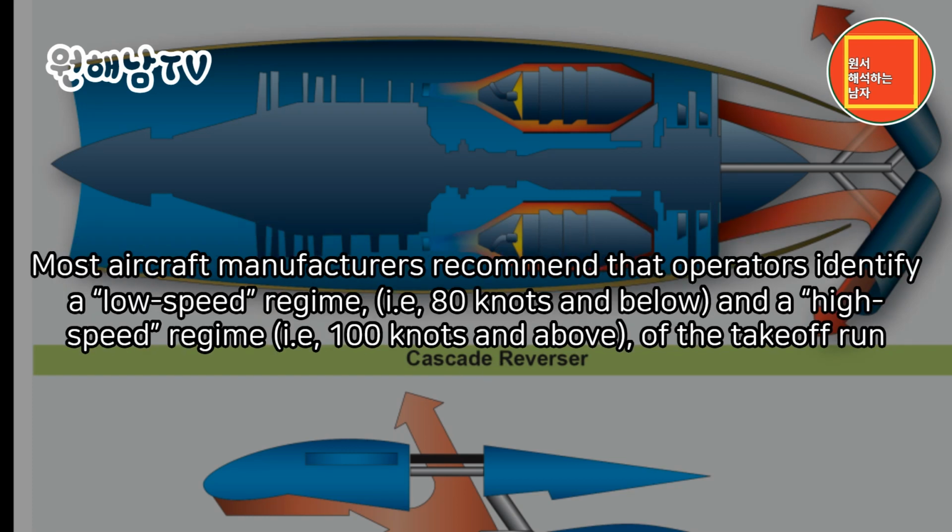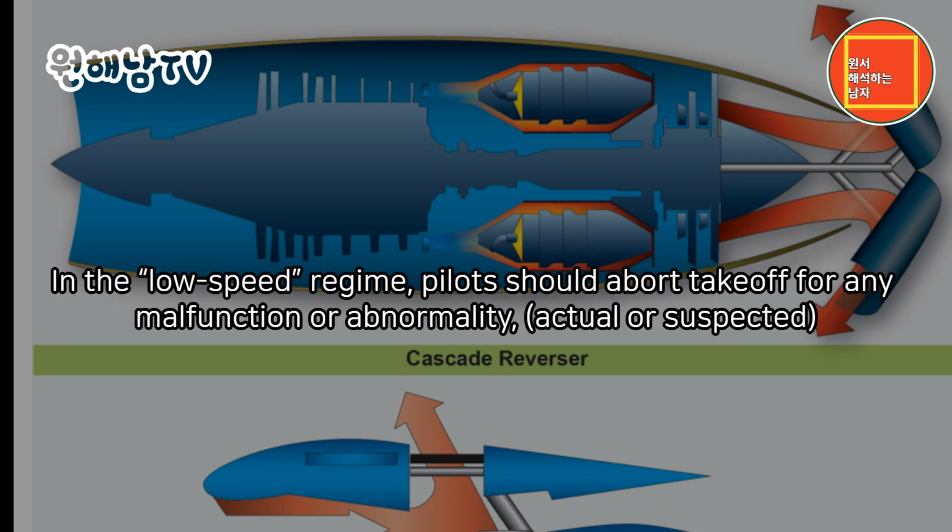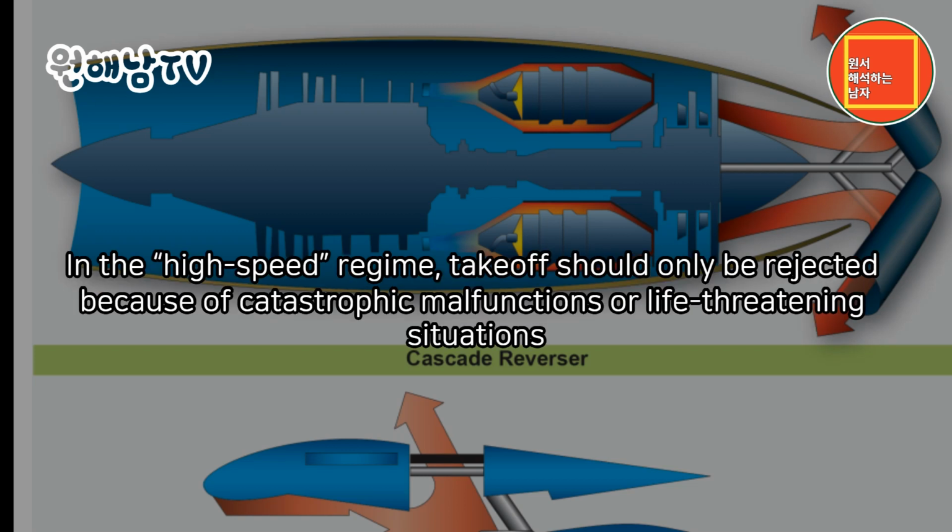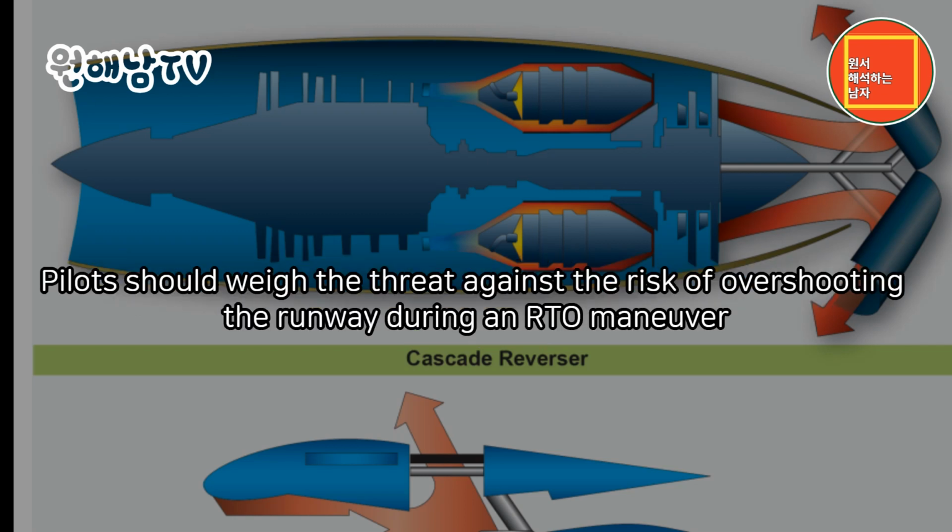Most aircraft manufacturers recommend that operators identify a low-speed regime, i.e., 80 knots and below, and a high-speed regime, i.e., 100 knots and above, of the takeoff run. In the low-speed regime, pilots should abort takeoff for any malfunction or abnormality, actual or suspected. In the high-speed regime, takeoff should only be rejected because of catastrophic malfunctions or life-threatening situations. Pilots should weigh the threat against the risk of overshooting the runway during an RTO maneuver.